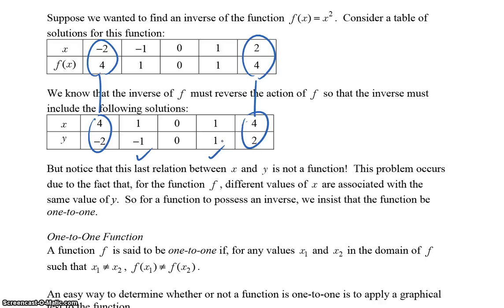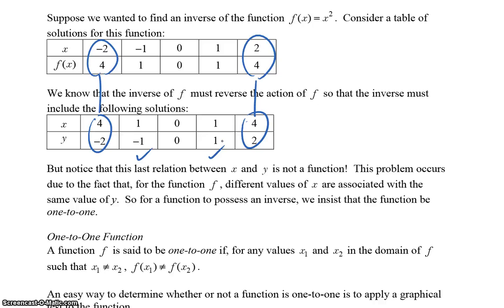So just reading again below the second table. This problem occurs due to the fact that for the function f, different values of x are associated with the same value of y, as I pointed out with negative 2 and 2, both being associated with y equals 4. So for a function to possess an inverse, we insist that the function be one-to-one. And then we see the definition of a one-to-one function.